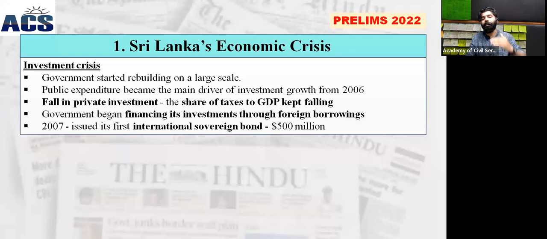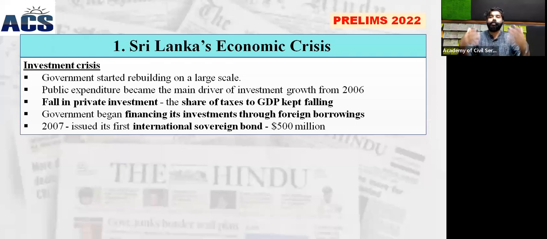So for any country, a reduction in tax collection affects the country's income. If there is a fall in private investment, it will affect the share of taxes. This was already the crisis that Sri Lanka faced during 2006 and 2007, and the government was the only area that had to finance a lot of investment through foreign borrowing. In order to activate the economy and industrial activities, they borrowed foreign currencies and welcomed a lot of foreign investment in the country.